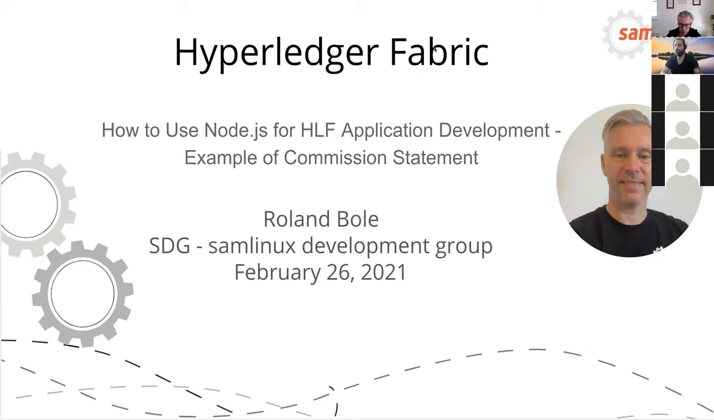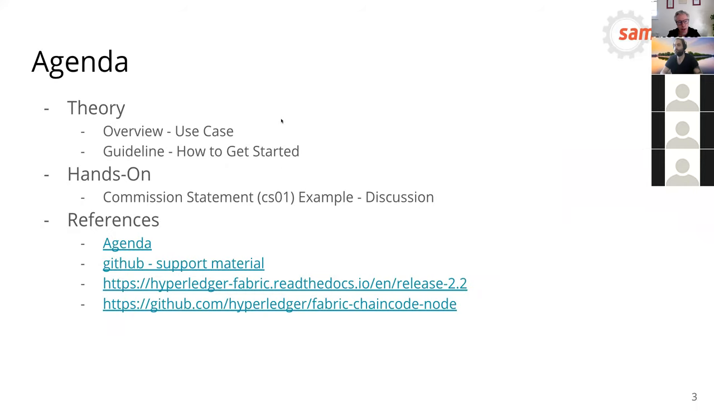Today's session, we will start with a simple chain code use case. First we will look a little bit at the use case. Then I have developed a small guideline on how you can get started with Node.js development. Today we will see a little bit of the Docker dev network, so the peer-devmode we have used in the last sessions. Then we will develop this chain code, build it from scratch, and test it during the development process.